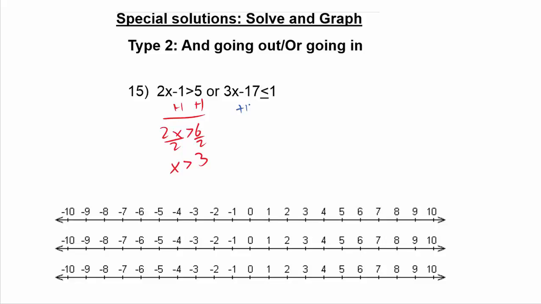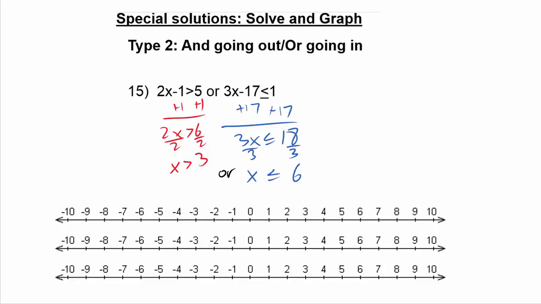Over to the right here, I'm going to add 17 on both sides, so I get 3x is less than or equal to 18. And I'm going to divide by 3 on both sides to get x is less than or equal to 6. And I'm going to sneak that word or in the middle. Again, very important. That word changes how we graph this problem, or how we think about the solution.